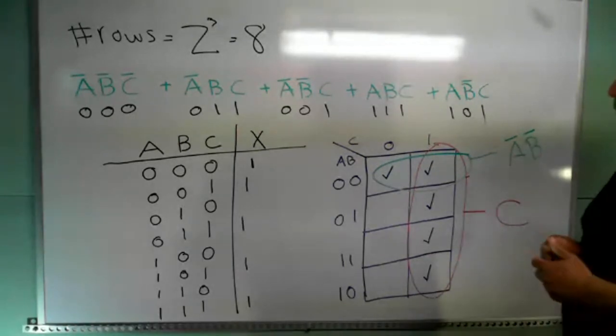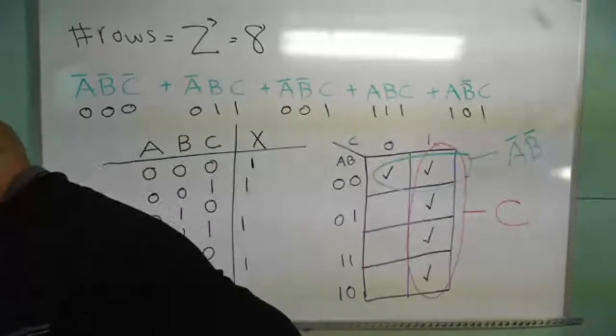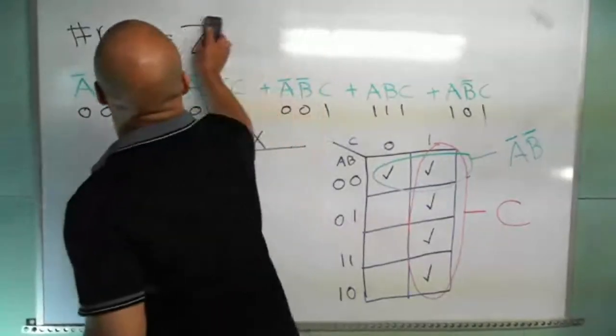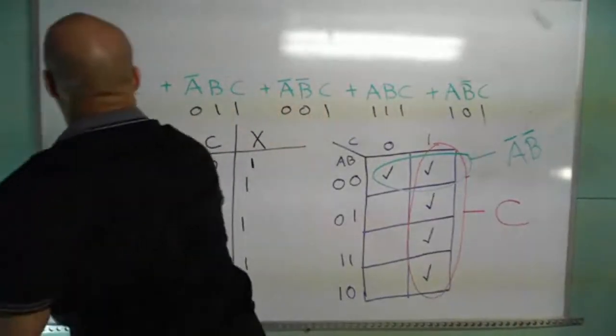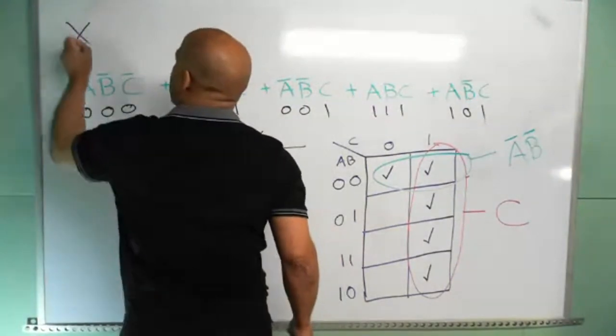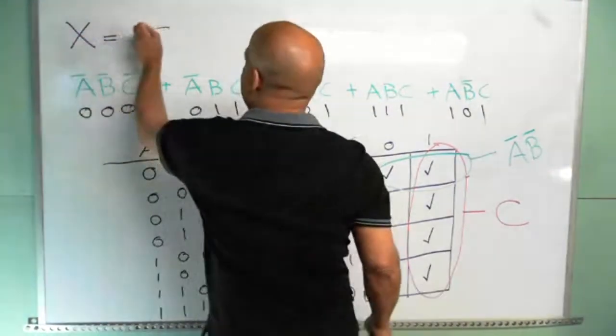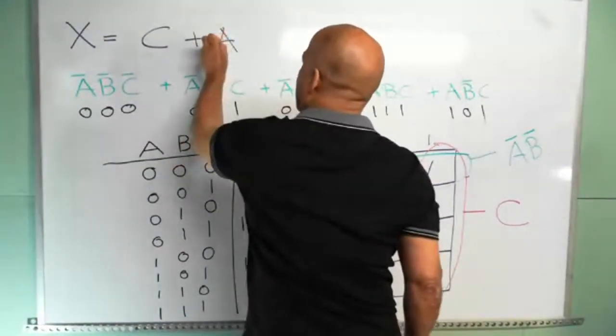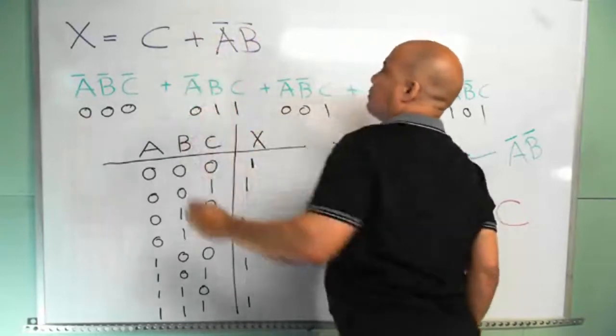So I think this is the K-map, and that really reduced. I like this one. So we end up with our output equals C A bar B bar.